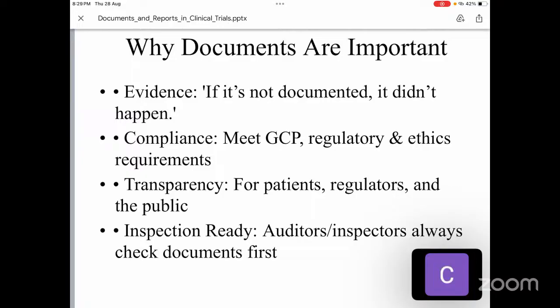So that is one reason we need documentation evidence. Second, compliance. I think many of you know what good clinical practices are, what the regulatory and ethical requirements are, right? Good clinical practice is global, your E6 guideline, we can't forget. How will we ensure that we have followed these guidelines? If we have documents, that is the only way to ensure that we have followed the guidelines.